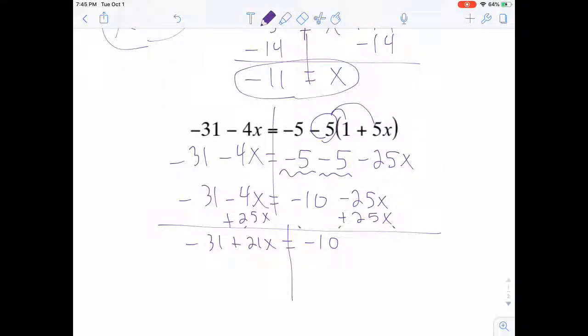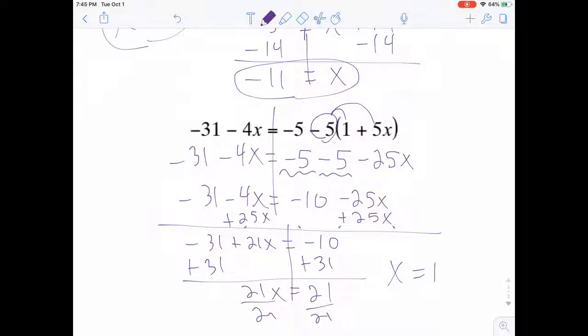Now that my variable's on the left-hand side, I'm going to move my constants to the right-hand side. Left-hand side, I have 21x equals negative 10 plus 31 is 21. And I divide both sides by 21, leaving me with x equals 1.